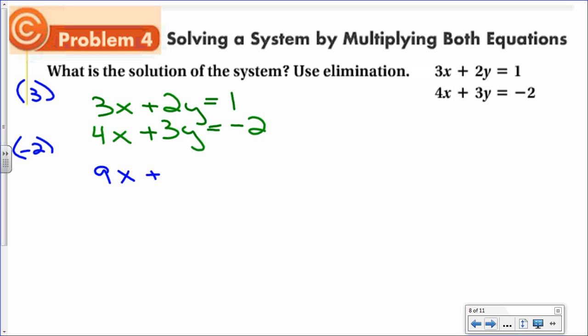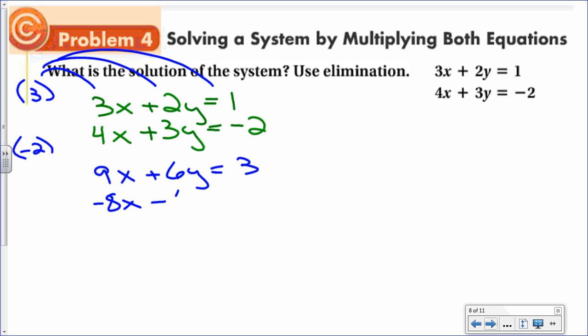9x plus 6y equals 3. Remember, it's every single term. It's like distributing every single one. Same thing with the bottom one. Minus 8x minus 6y equals positive 4. All right, so check out the y values. The plan worked out. I have a positive 6y, I have a negative 6y. So I just put things together.